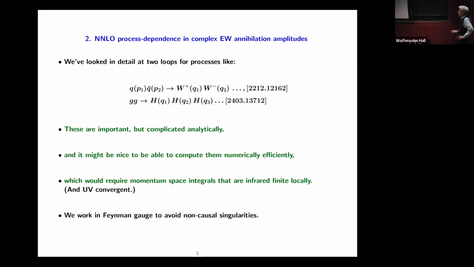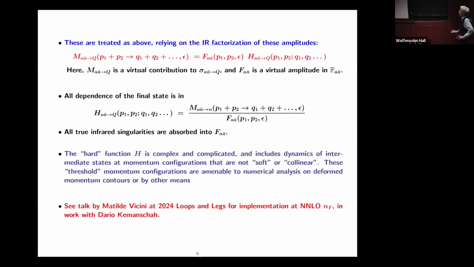So we work in Feynman gauge to avoid any non-causal singularities. So these are treated in some sense in this thing I've described as the Higgs scheme.